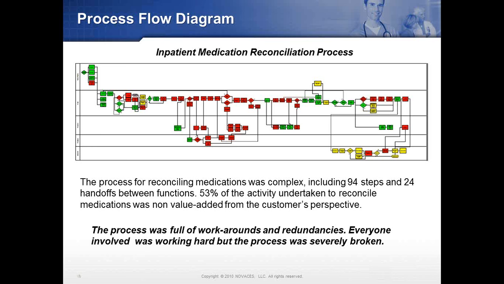The process was full of workarounds, having to go back and do something over again, or doing something over again just in case. Lots and lots of multiple redundancies. Every time there was an error, a new process was added, a new checkpoint was added. Night nurses on the night shift were auditing every single chart for medication reconciliation. Every single chart. And then that would have to be sent back for rework, and lots of redundancy. Everyone involved in this process was working excruciatingly hard, but the process was severely broken, as you can see here.